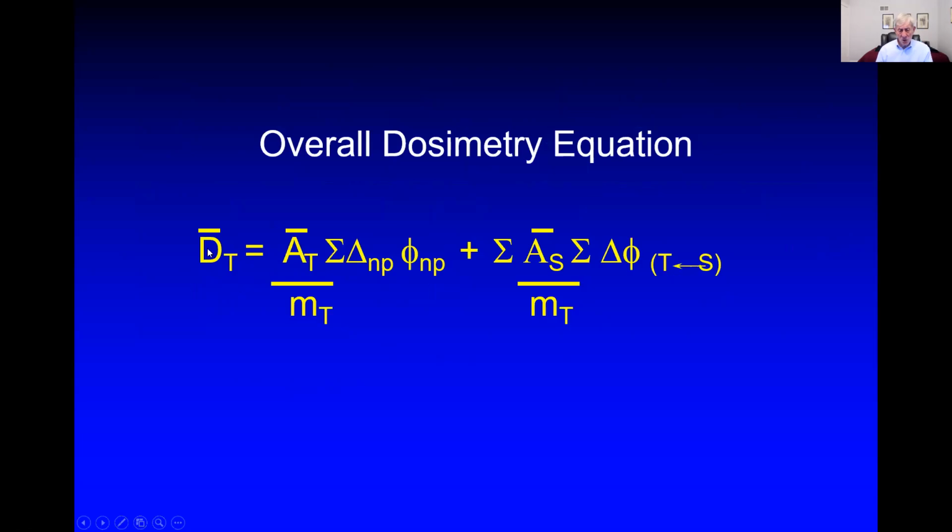It says that the total dose is going to be the activity over the mass times, this is capital sigma, it's a summation function. It's the sum of all contributions from non-penetrating radiations. Now, what would non-penetrating be? That would be alpha particles, beta plus particles, beta minus particles, internal conversion electrons, and Auger electrons. Those are all non-penetrating. And then we have all of the activity over mass times the sum of all contributions from the source organ to the target. And I'm going to explain that to you. It'll make a lot of sense in less than 1 minute.